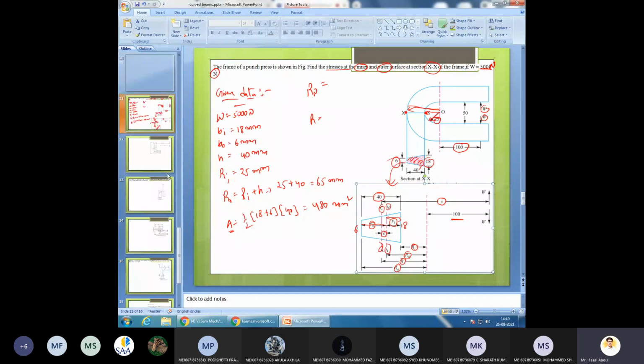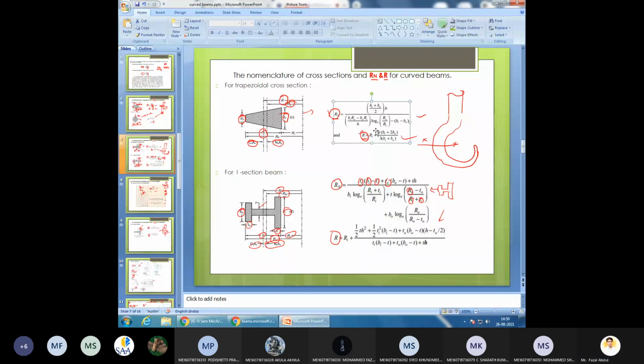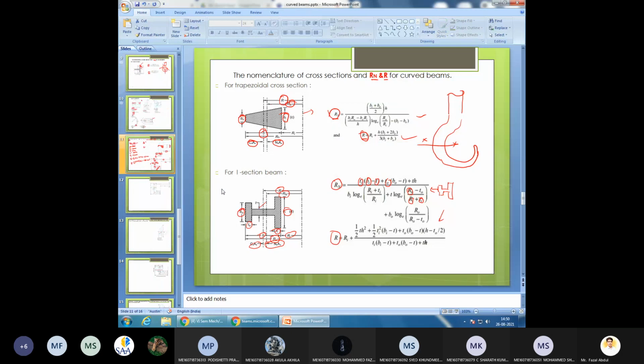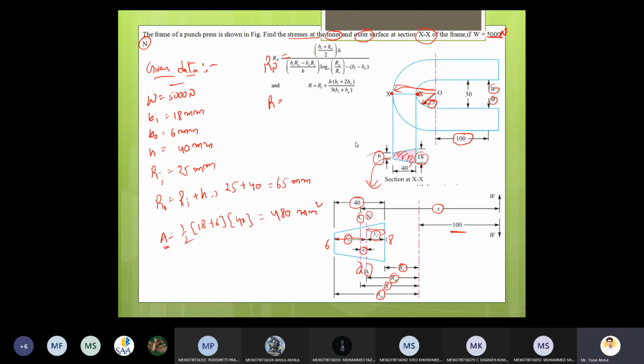Where is the trapezoidal cross section? Here is the trapezoidal cross section. These equations I am taking. So here I am writing trapezoidal cross section. Here the question itself is given, so that is the reason I take the Rn value and R value of the trapezoidal cross section. Okay. Now I am calculating the first one, Rn value.